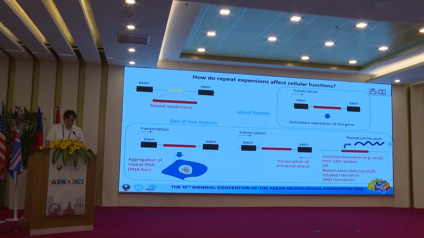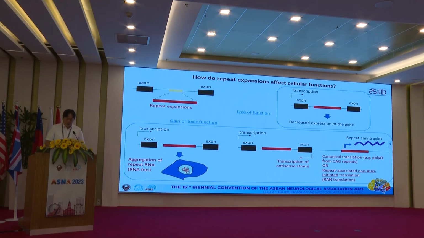So at first, the transcribed repeat RNA can aggregate in the nucleus. This aggregation of repeat RNA is called RNA foci. Second, in some repeat expansion diseases, transcription of the antisense strand can be found. Finally, repeat amino acids are produced from the repeat sequences.